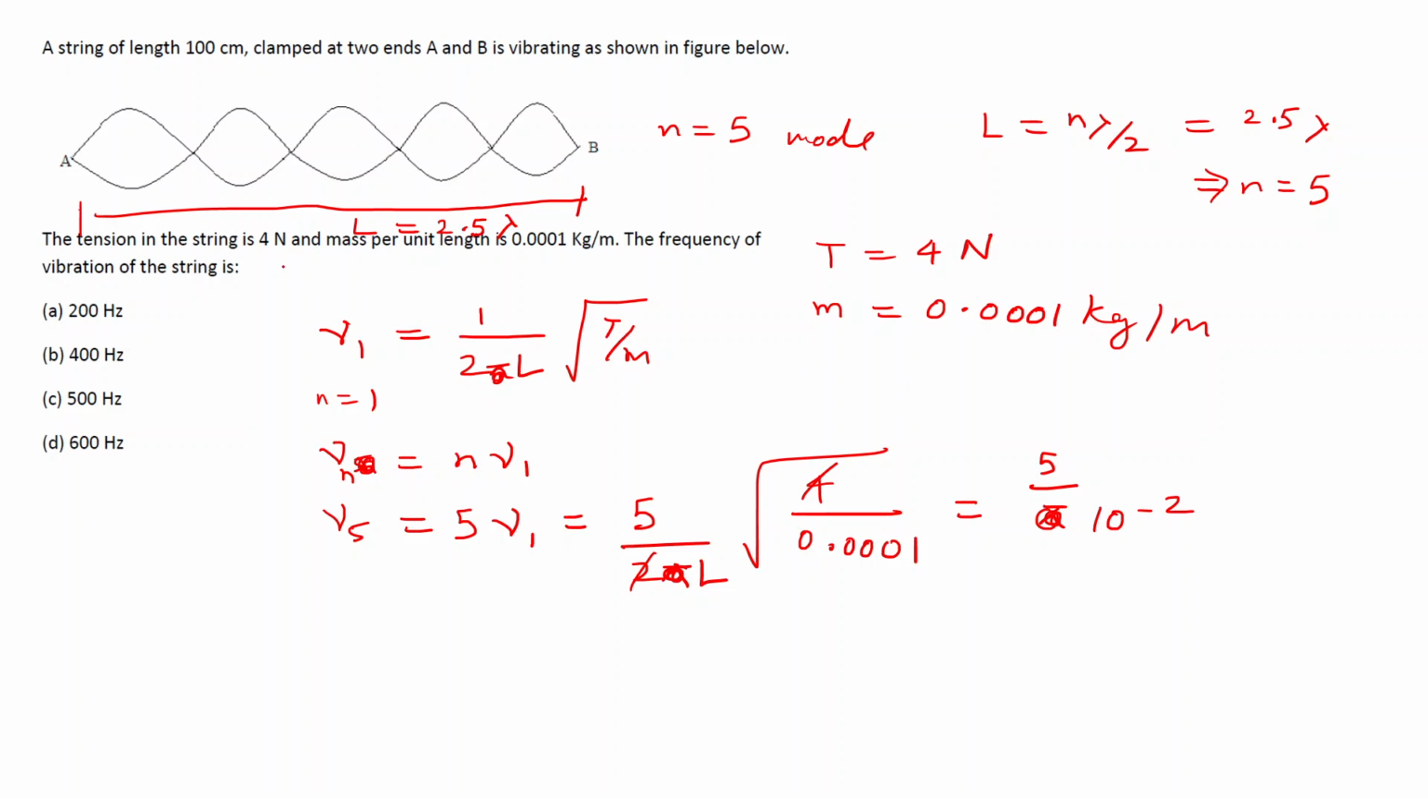The L value is 100 centimeter. By taking it in meter, I can write it as 1. So this is L, and the length is 100 centimeter, that is 1 meter. Now this value will become 5 times 10 to the power 2 hertz, that means 500 hertz. I'm very sorry, I made a blunder here. So the correct answer will be 500 hertz.